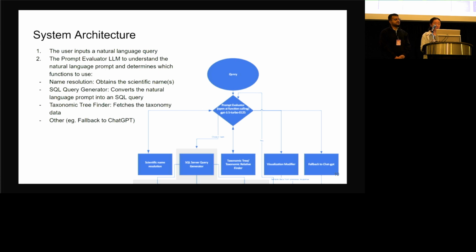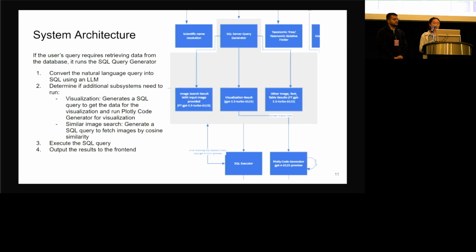For example, if it has a common name or a descriptive feature, it would do name resolution. Or if it's requesting data from the database, it would do the SQL query generator function. In that case, for the SQL query generator, it would send it to a second LLM, which would then convert the natural language query into a SQL query. It will also determine if additional subsystems need to be used, for example, visualization or similar image search, and generate the SQL accordingly. It will then execute the SQL query to obtain the results to pass to the front end.